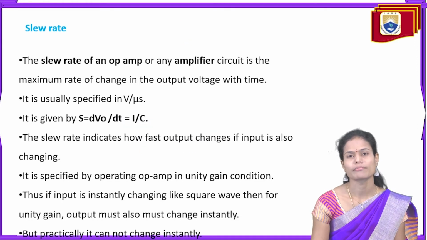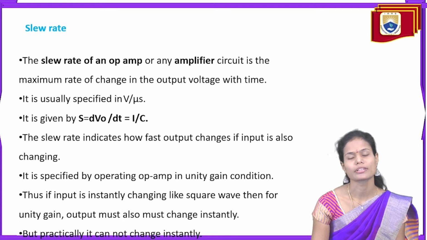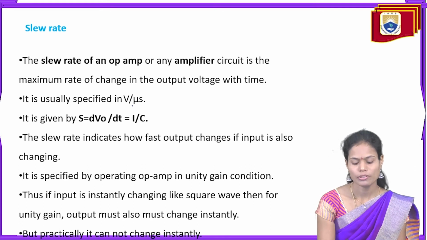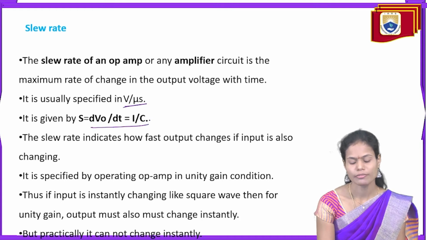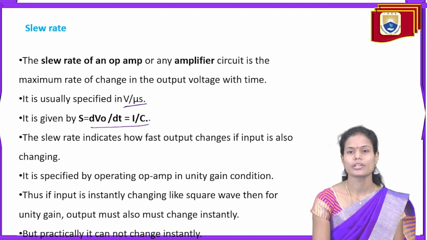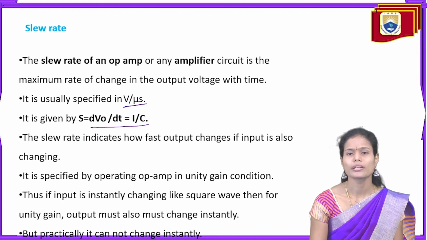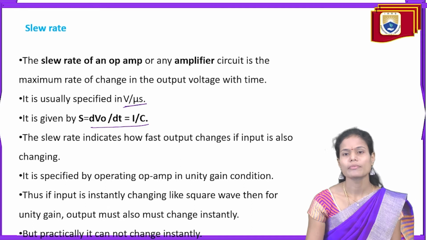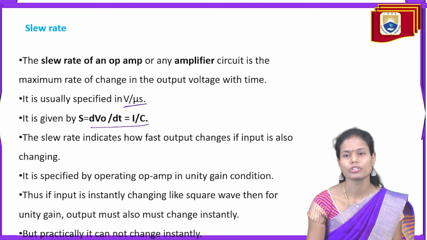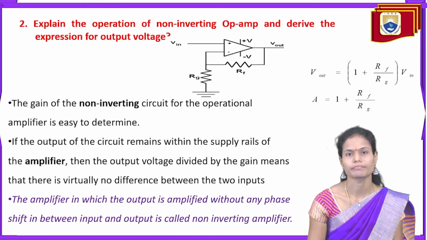And next, slew rate. The slew rate of an amplifier gives the rate of change of the output with respect to time. Generally we specify it in volts per microsecond, and we can also write it as the variation of output voltage with the variation of time, that is equal to I by C. So slew rate indicates how fast the output changes if the input is also changing. It is specified for the operational amplifier in unity gain conditions. A high slew rate means the speed of the system will be high.